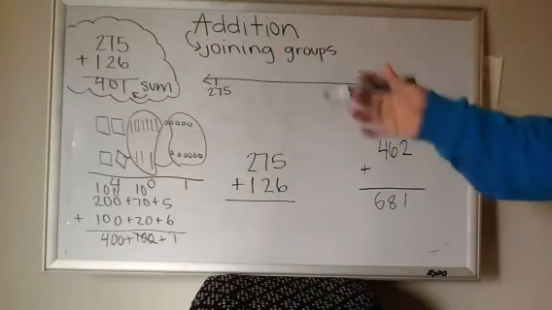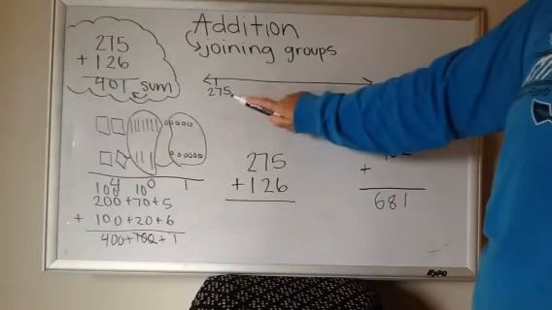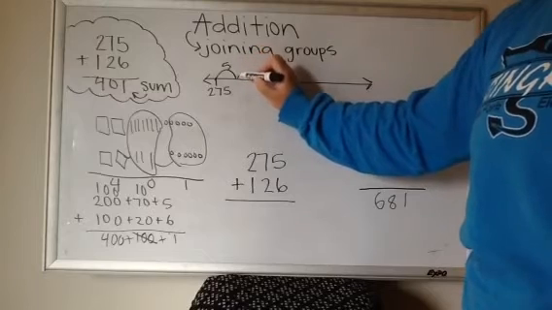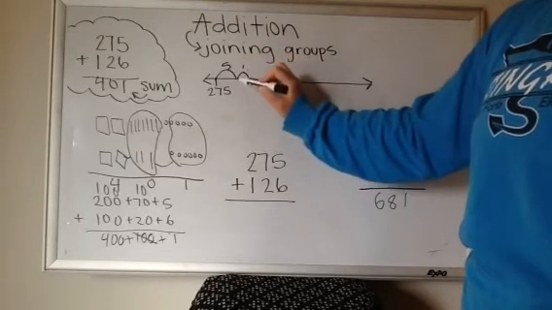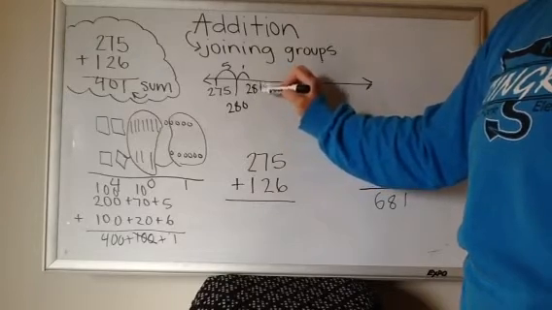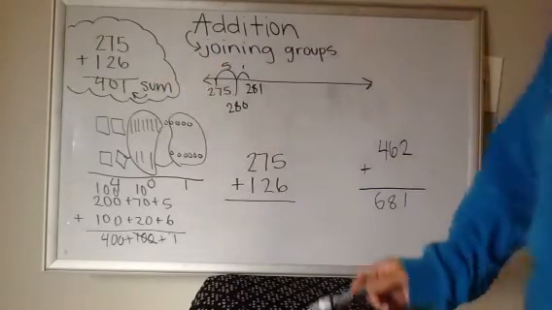I could hop in chunks too. Some of us notice that I can hop a 5 to get me to a perfect 10, and then my little extra 1 to make 6. So this would be 280, and then one more, 281. I hopped 6. Now let me hop 20.